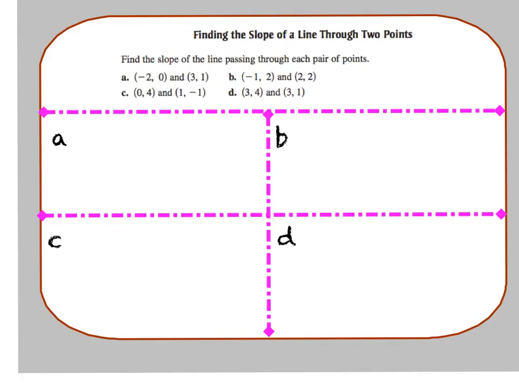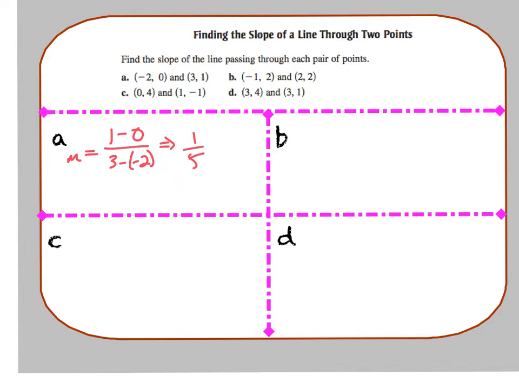For this first one, I have the ordered pairs (-2, 0) and (3, 1), and I want to find the slope of it. How do I find my slope? 1 minus 0 over 3 minus -2. And so my slope would be 1/5.